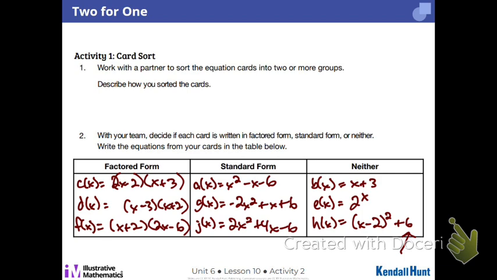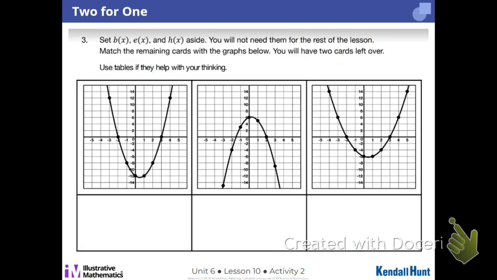Okay, cool. So next, in your directions, it tells you B, E, and H of x are not options. For number 3, you're going to try to find the function that matches each graph. I'm going to give you the answer and how I know. For number 3, the first one is f of x equals x plus 2 times 2x minus 6. Let me tell you how I know.